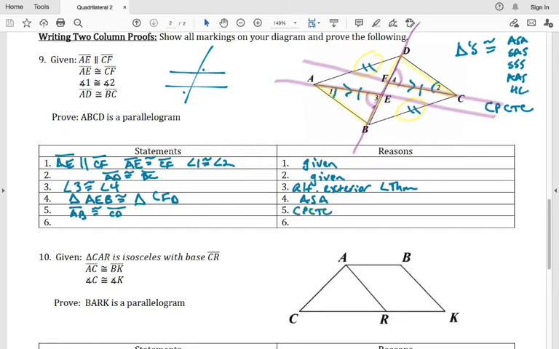And now we can prove that ABCD is a parallelogram. And my reasoning would be that we've now shown that this side is congruent to this side. I've got both pairs of opposite sides are congruent. That's one of the 5 ways that we listed are possibilities to prove that a quadrilateral is a parallelogram.